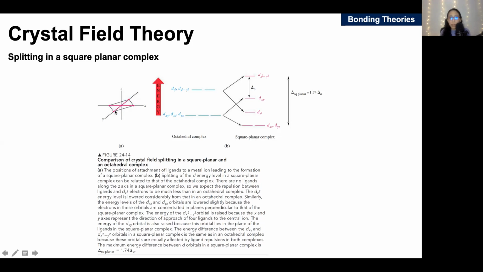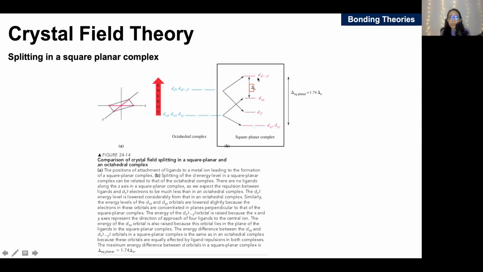The xy orbital is also a bit head-on with your ligands. Okay, so there is repulsion there. And then z squared is lowered because there is no repulsion, and xz and yz as well. So this is the splitting pattern for your square planar complex. But keep in mind, class, the crystal field splitting is this one.